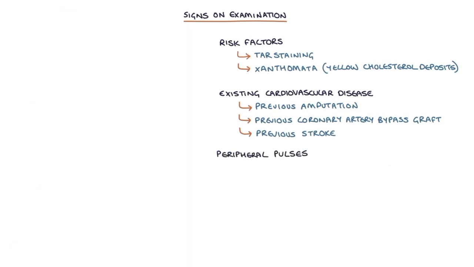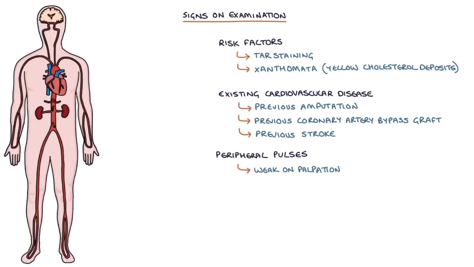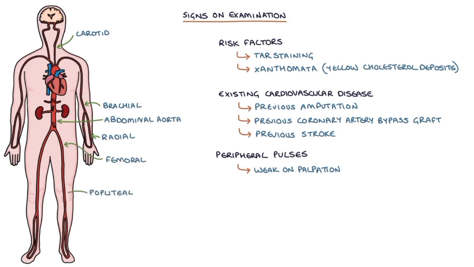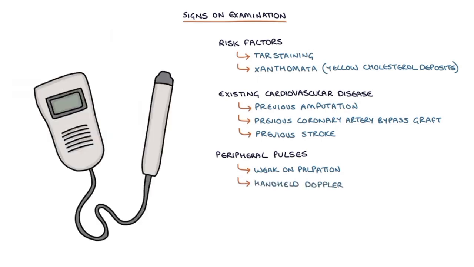The peripheral pulses may be weak on palpation. Palpable pulses throughout the body are the radial, brachial, carotid, abdominal aorta, femoral, popliteal behind the knee, posterior tibial, and dorsalis pedis pulses. A handheld Doppler can be used to accurately assess the pulses when they're difficult to palpate.